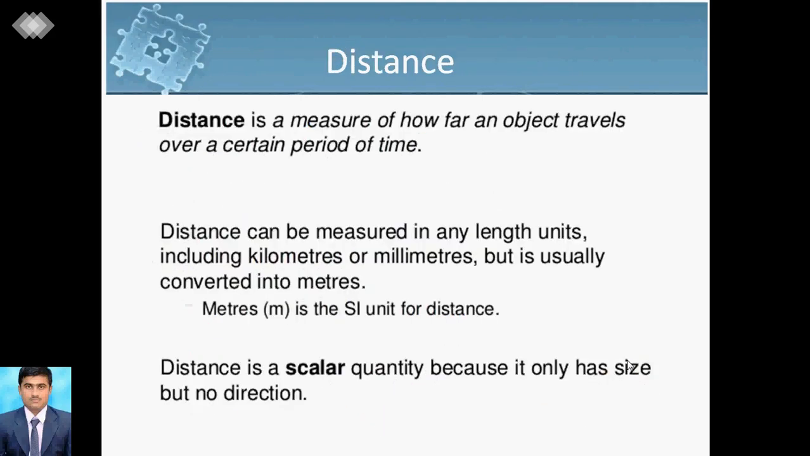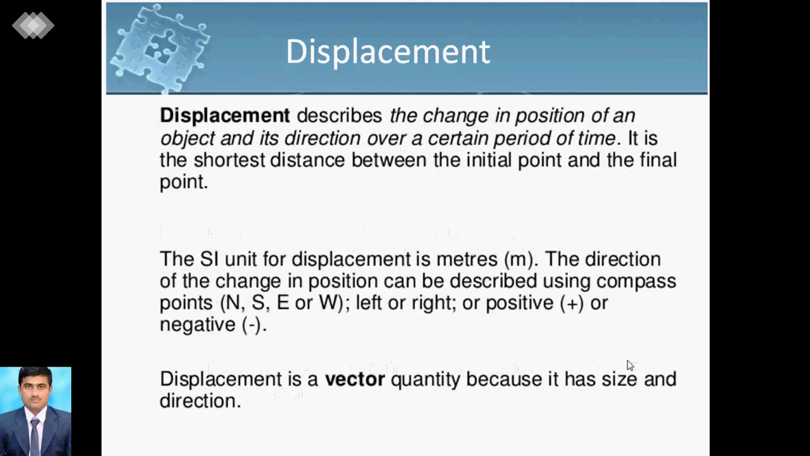First of all, we discuss distance. Distance is a measure of how far an object travels over a certain period of time. The SI unit of distance is the meter, but other customary units are kilometer, millimeter, and centimeter. Distance is a scalar quantity because only the position is considered, not the direction.